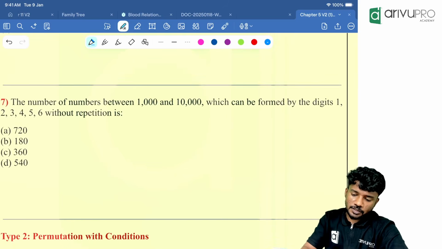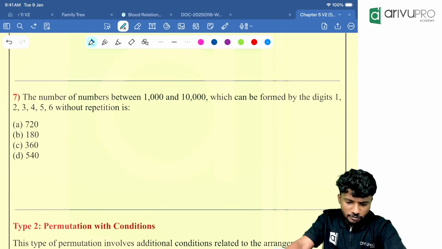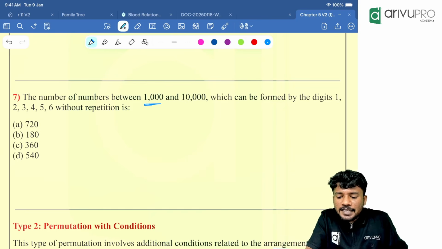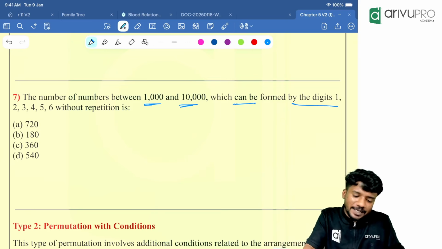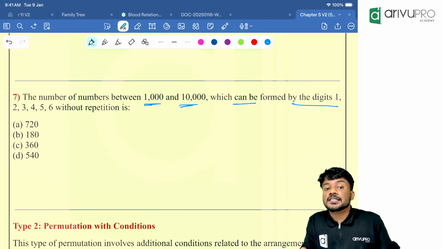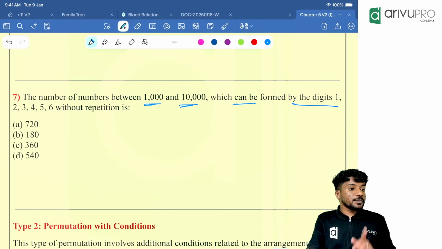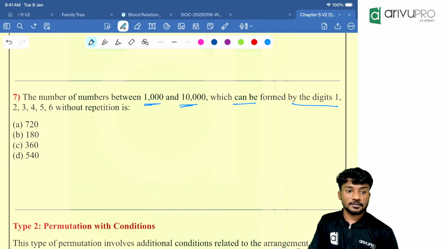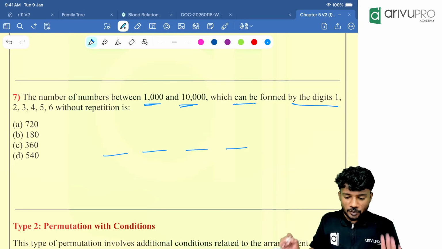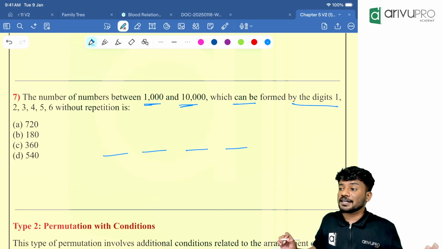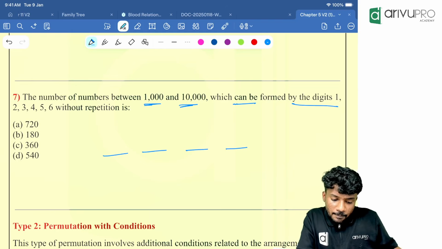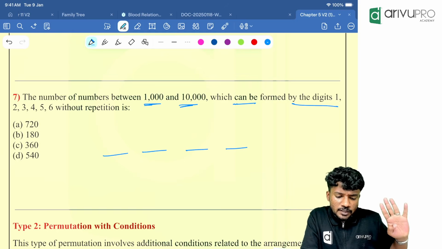Now look at this question. The number of numbers between 1000 and 10,000 which can be formed by the digits 1, 2, 3, 4, 5, 6 without repetition is what? Between 1000 and 10,000, what type of numbers are there? 4-digit numbers are there. Instead of directly asking you 4-digit, they can always tell like this. Yes. Now, which are the given digits? 1, 2, 3, 4, 5, 6.